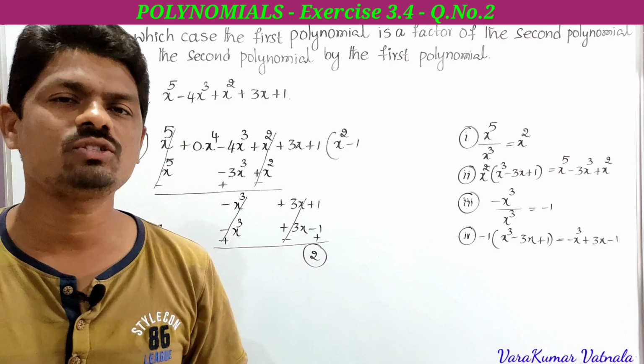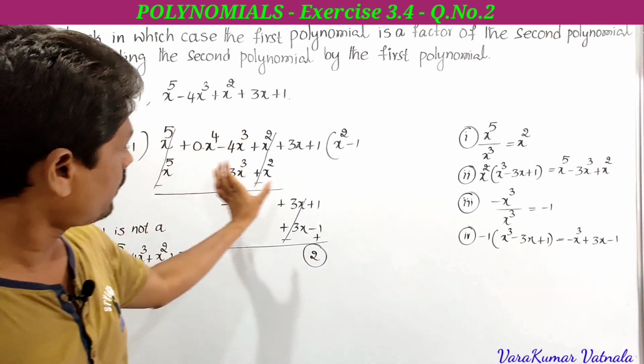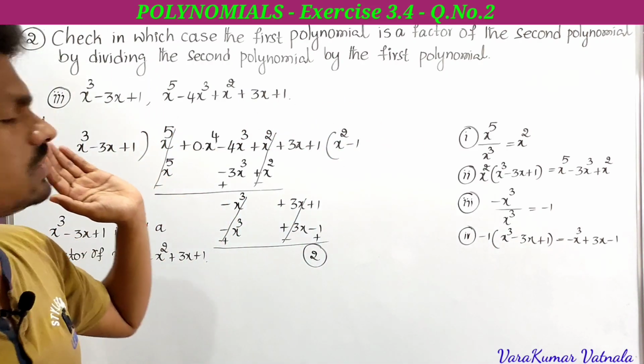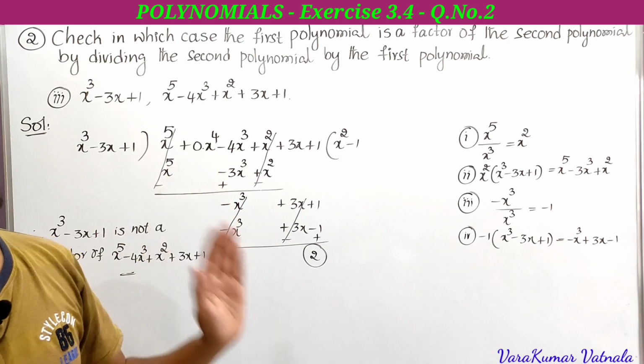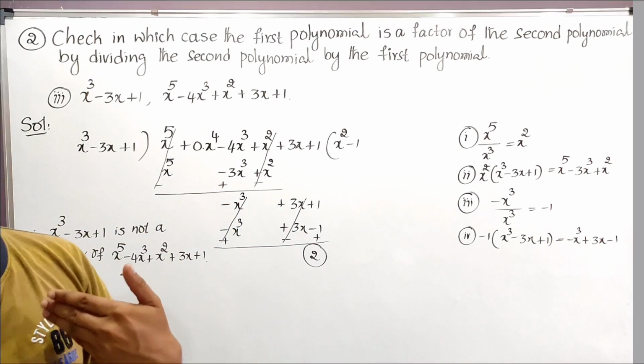Totally there are 3 bits. We have completed all the 3 bits. Just follow the steps, you can do it very easily. So this is the second problem. That's all for today's class. We will meet in the next class with the third problem. Thanks for watching.